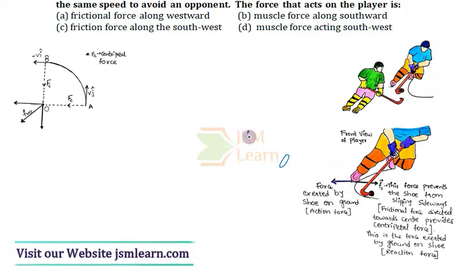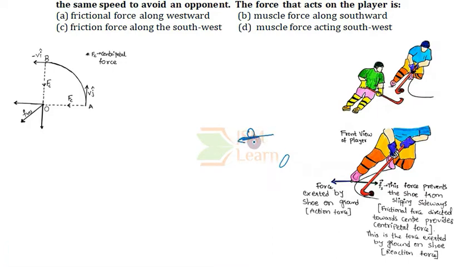And we know that any force which is generated in such a way as to prevent the slipping of an object is generally called a frictional force. So the reaction force here, exerted by the ground on the shoes, is indirectly the frictional force between the shoes and the ground.